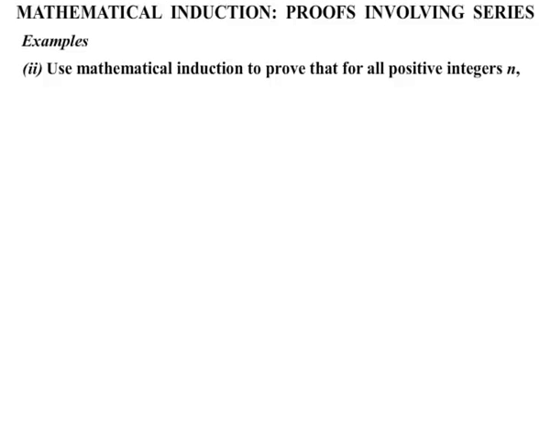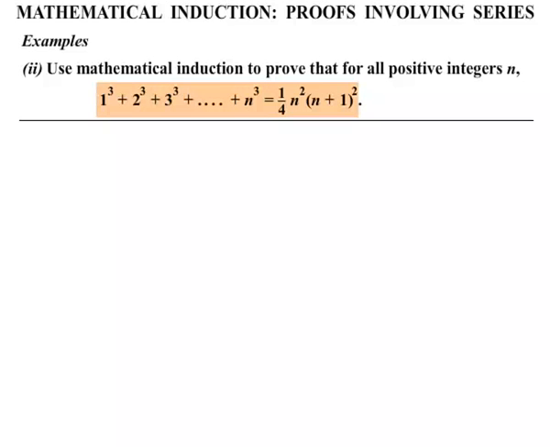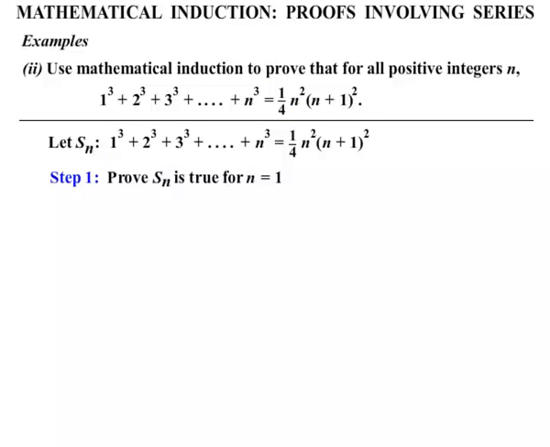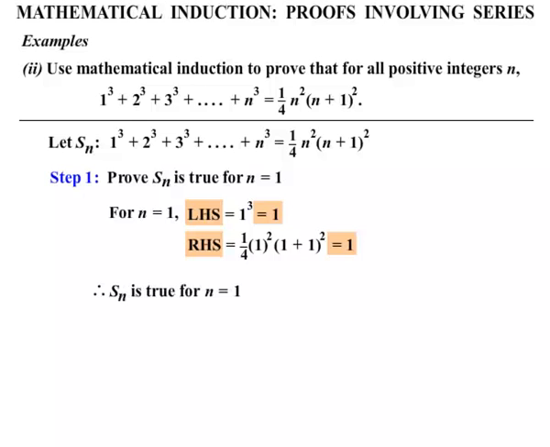Our next example, we need to use mathematical induction to prove that for all positive integers n, this result is true. So again, let Sn equal that result. First step, we need to prove that it's true for n equals 1. So for n equals 1, the left-hand side, putting the 1 there, we get 1 cubed, and 1 cubed equals 1. The right-hand side, substituting n equals 1, we come up with that, and calculating that, that also is 1. So we have the left-hand side equals 1, the right-hand side equals 1, therefore the statement is true for n equals 1.